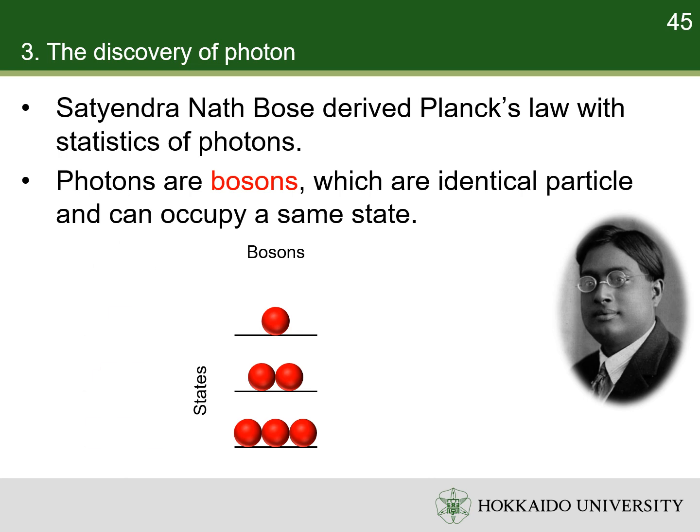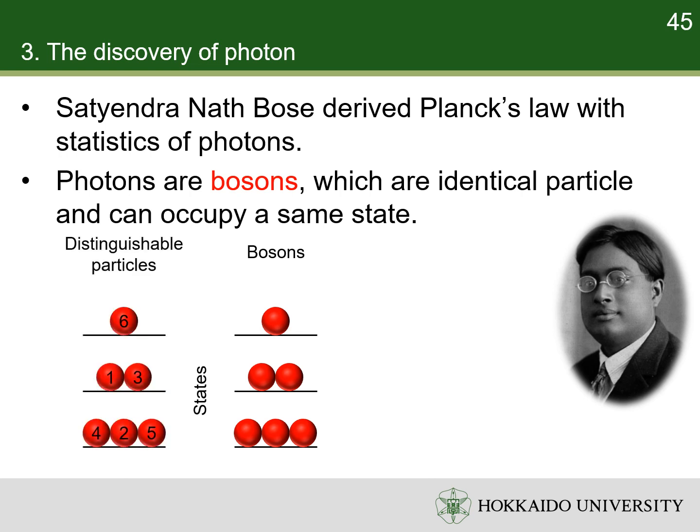In comparison, classical particles are distinguishable. Fermions cannot occupy the same state within a system simultaneously due to the Pauli exclusion principle.